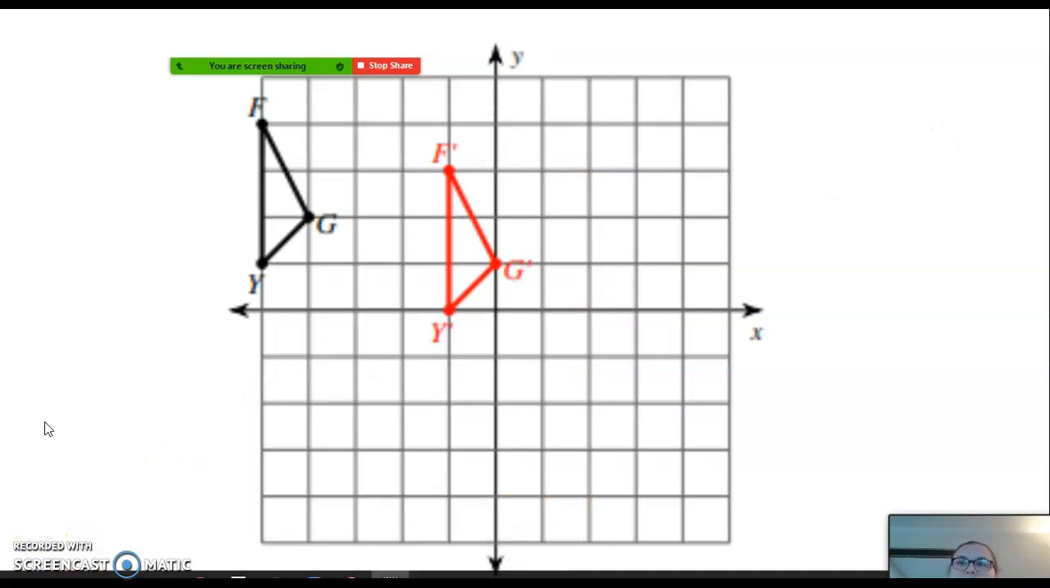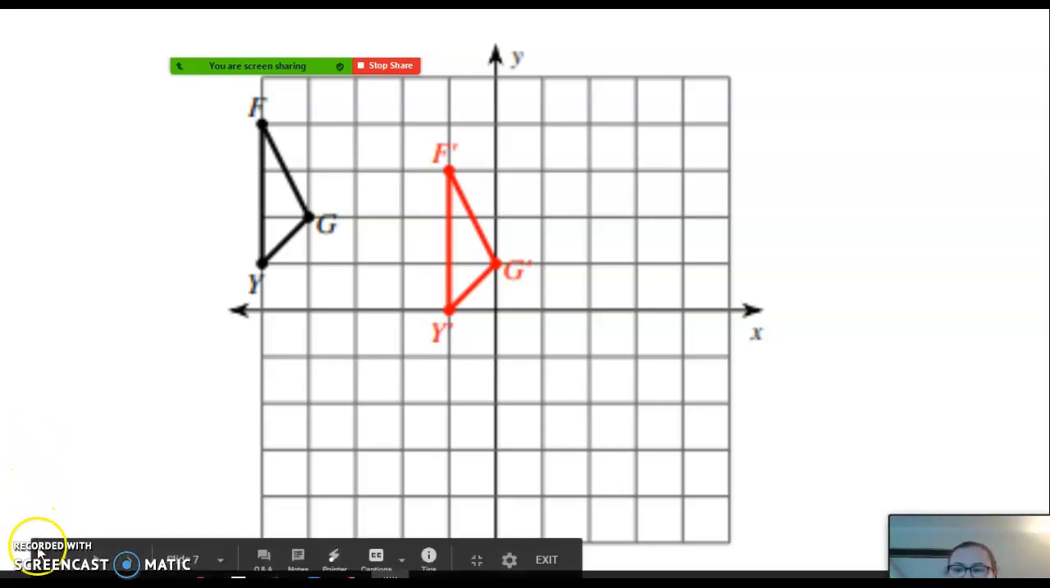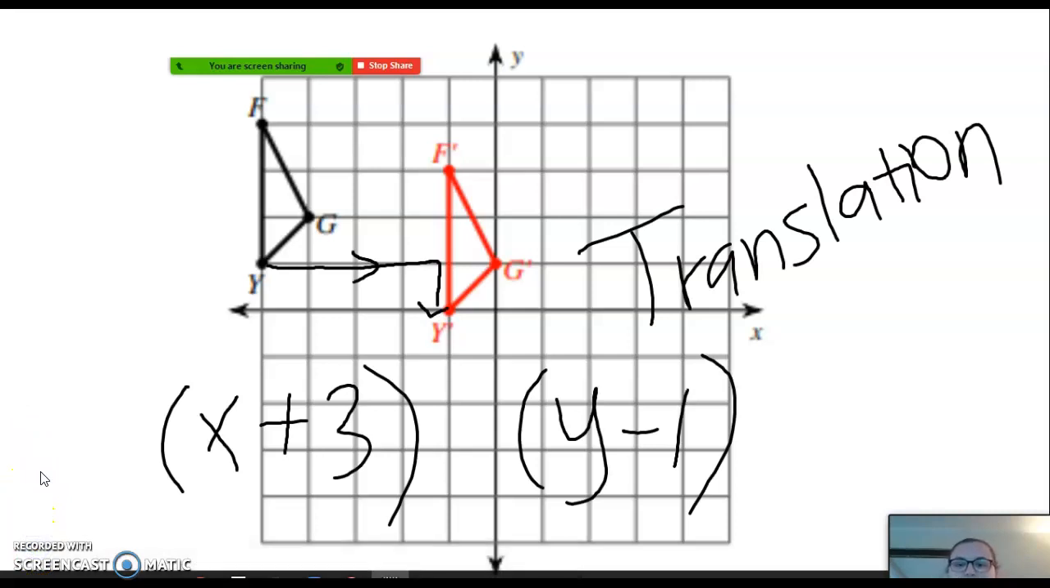Now I would like for you to tell me what this transformation is. Is it a reflection, a rotation, or a translation? This is a translation, which is a slide. Notice the figure is not facing any other direction. So this is, again, a translation, and you're adding 3 to the x value because you're going to the right, and you are subtracting 1 from the y value because you're going down.